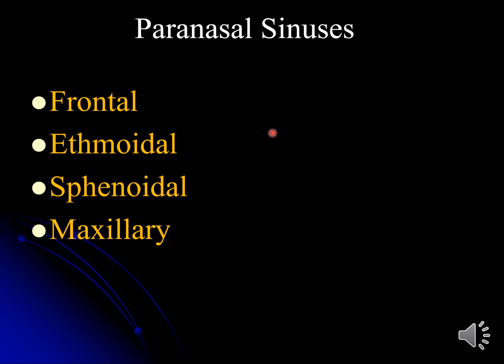And they are present or formed in the pneumatic bones, which are known as frontal, ethmoidal, sphenoidal, and maxillary. So we have four paranasal sinuses, or four pairs of paranasal sinuses: frontal, ethmoidal, sphenoidal and maxillary.